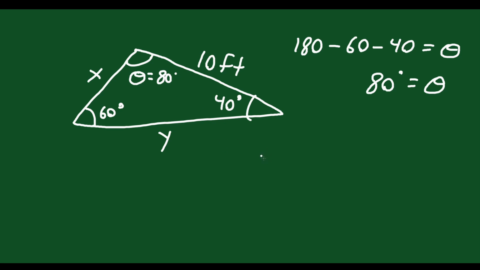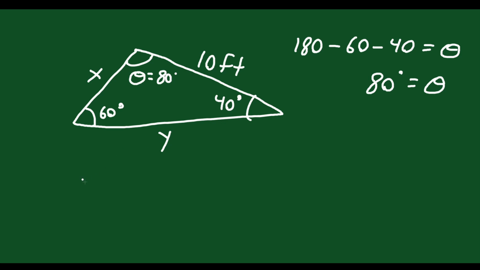Let's worry about the sides. How can I find y or x? Let's start with x, right? How could we find x? Well, we can use our sine law, right? We can't use SOHCAHTOA, we can't use the trig ratios because this is not a 90-degree triangle. That's why we have to use the sine law.